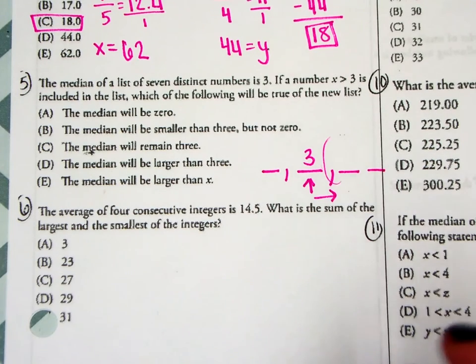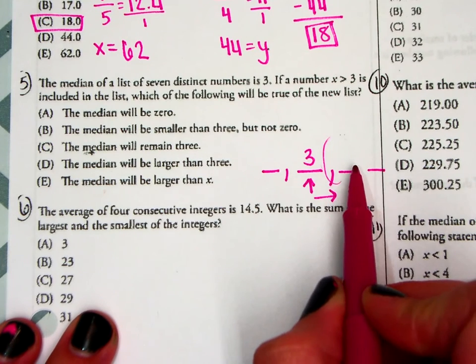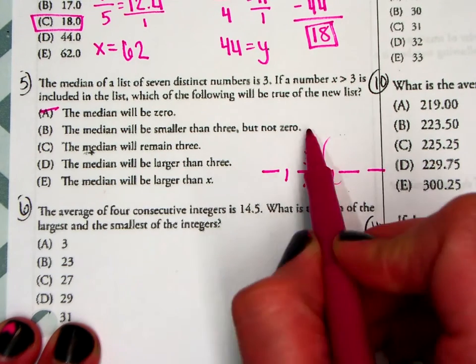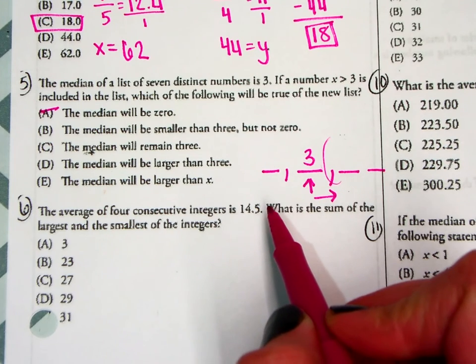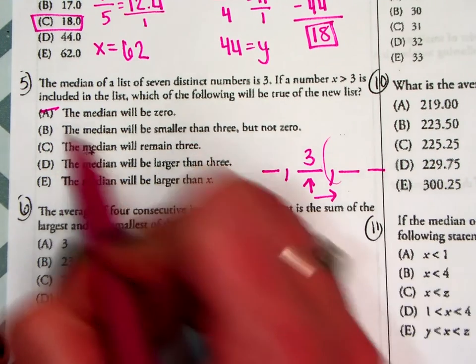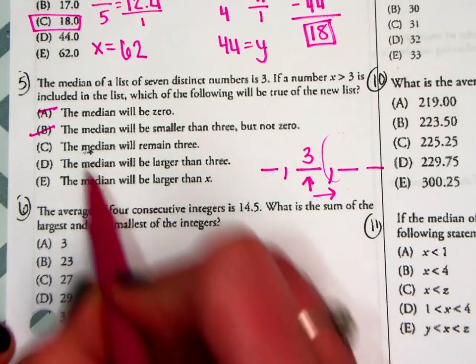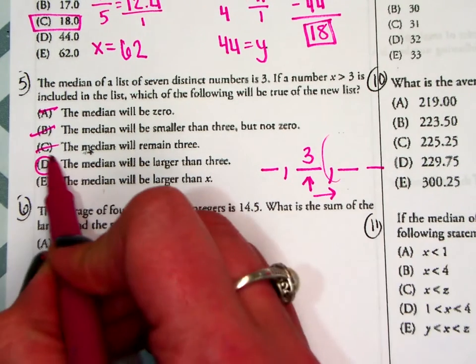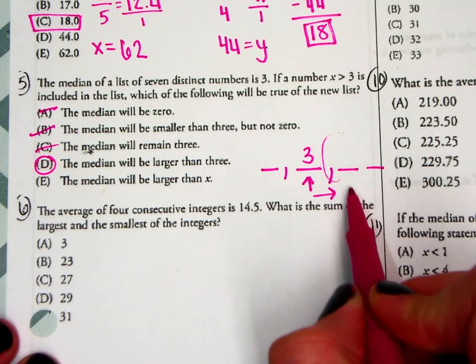So looking at our options, the median will be 0. Well, if a number is bigger than 3, the median is going to increase. So it's definitely not A. It's not going to be smaller than 3, because if I was adding a smaller number, then yes, the median would shift down. Well, it doesn't say that I'm adding exactly 3. I'm adding a number bigger than 3. So the median's not going to be the same. In this case, the median will be larger than 3 because I'm adding a bigger number to the right, which shifts the median higher.